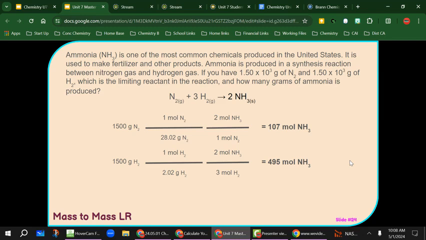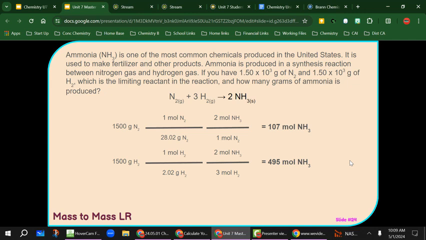Okay? So, this amount of nitrogen would allow us to make 107 moles of ammonia. This amount of hydrogen would allow us to make 495 moles of ammonia. Which one of these two can you make? Only the smaller one. Why? You've got these 2 amounts that you could possibly make. You can only always make the smaller amount, because then you're out of this.